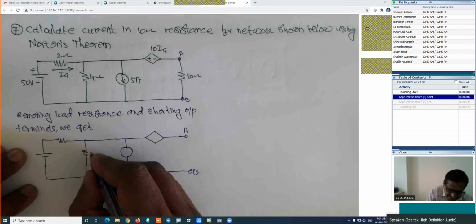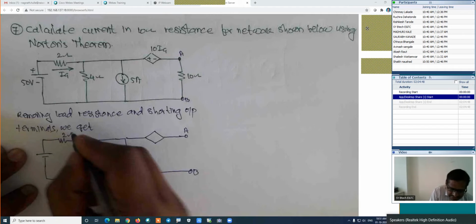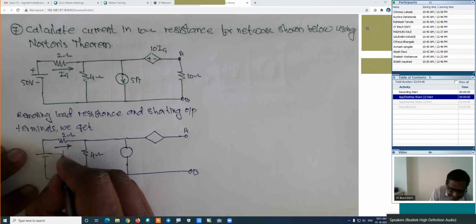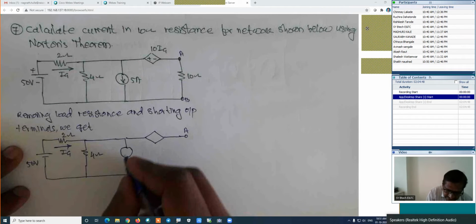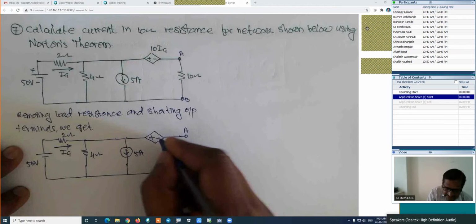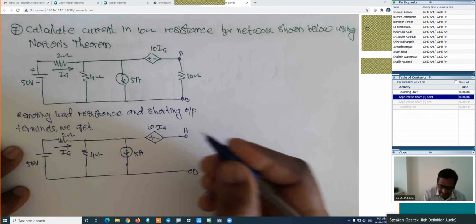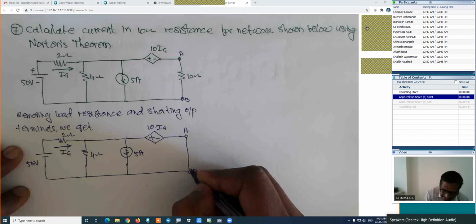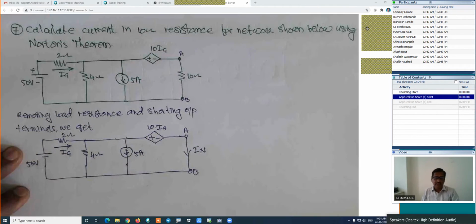Here, this value is the 4 ohm. This value is the 2 ohm. This current is the IA. This is 50 volt. This current is downward, which is 5 amperes. This is plus and minus. This is 10 IA, that is 10 into IA. And we are shorting these terminals. Here we are interested in this current, which is the Norton's current. First, we will find out the Norton's current.